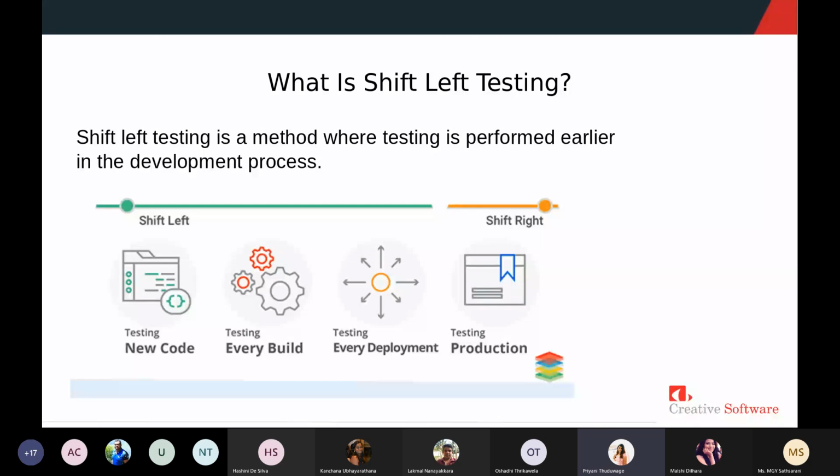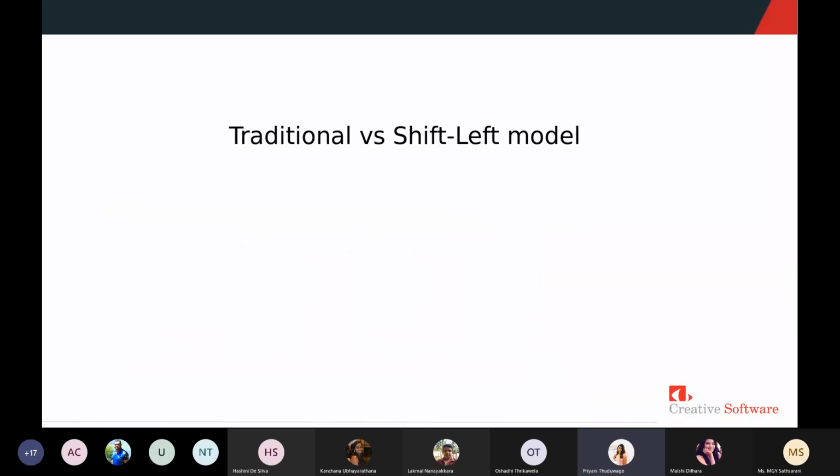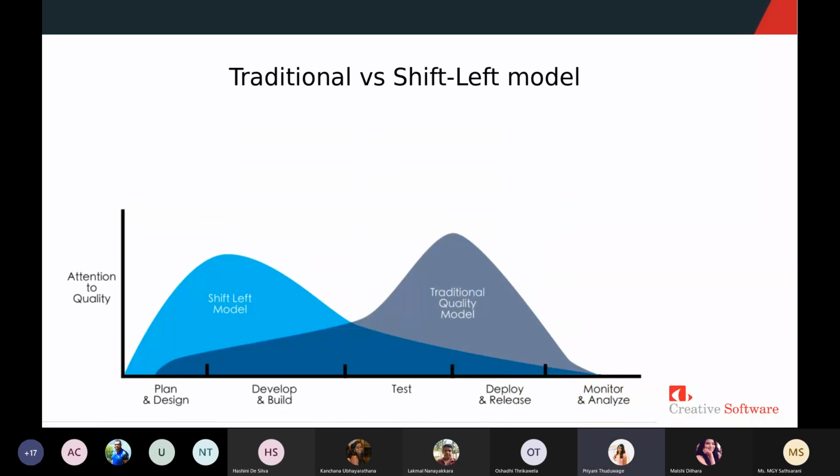So now I'm going to talk about the difference between the traditional and shift left models while doing testing phases. In this picture, you can see that in the traditional method, they focus their attention on quality while doing the testing, monitor and analyze phases. So this is the peak time they are doing testing, and they haven't time to improve the quality or the standard of the testing.